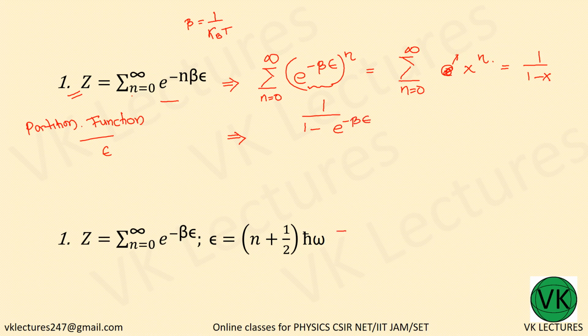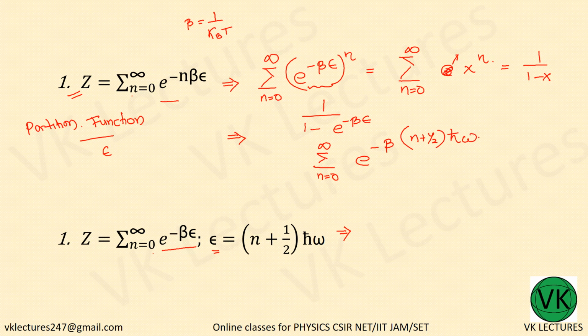Now here you have the second question. Sum over n equal to 0 to infinity e to the power minus beta E. This is the same, but what is E? E is given as n plus half h cross omega. Now immediately once you get the question, you start writing sum over n equal to 0 e raised to minus beta E, where E is nothing but n plus half h cross omega.